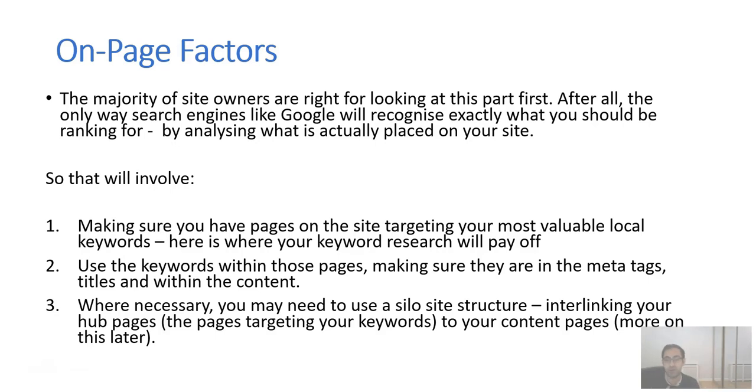So that's going to involve making sure your pages on the site are targeting your most valuable local keywords. This is where your keyword research is going to pay off. You have to use the keywords within those pages, making sure they're in the meta tags, the titles, and within the content. And then where necessary, you may need to use some kind of silo site structure. That involves interlinking your hub pages, which are the pages targeting your keywords, to your content pages. I'll discuss the content pages in more detail later.